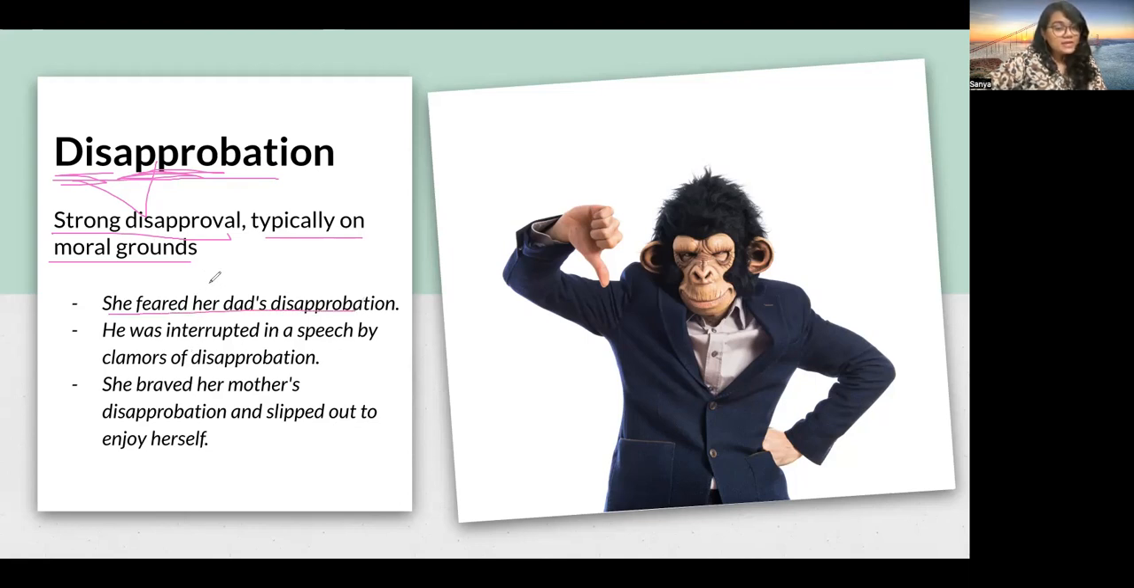So maybe the girl was doing something that on moral grounds was not right to be done, and she knew that her father would disapprove, and she feared her dad's disapprobation. He was interrupted in his speech by clamors of disapprobation. That means he was giving a speech, and suddenly clamors of strong disapproval were heard, and he was interrupted. She braved her mother's disapprobation and slipped out to enjoy herself. That means even though her mother disapproved of her going out, she braved it, right? She just took the risk and slipped out. That means went outside quietly without anyone knowing to enjoy herself, right?